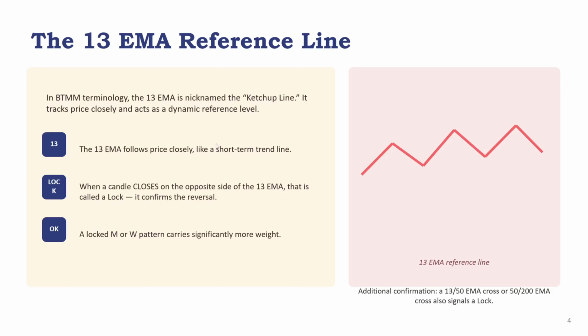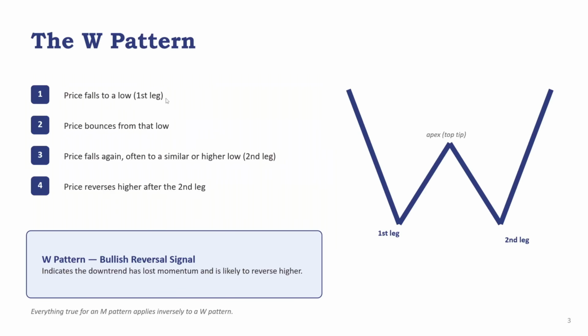So we have the W pattern. It is the opposite of an M. It has the first leg, the apex, because it looks like a letter A, and then the second leg, and then it moves like that. So this is the first leg, the midpoint, the top, the apex, and then the second leg.